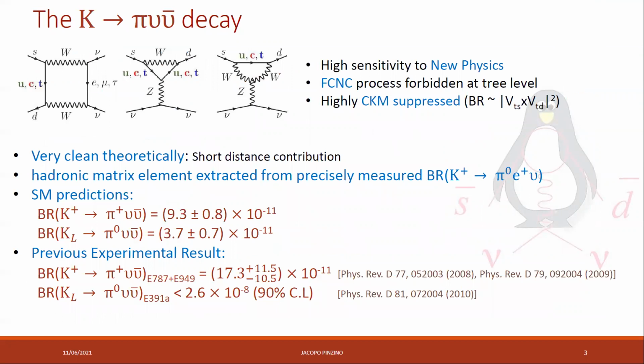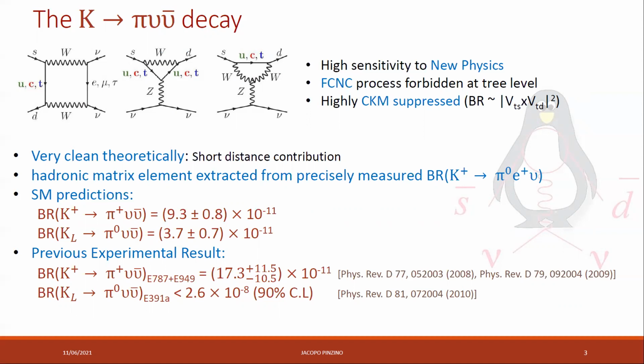This decay is highly sensitive to new physics. It's a flavor-changing neutral current process, occurring at loop level and highly CKM suppressed. It's very clean theoretically, due to the short-distance contribution and to the fact that the hadronic matrix element can be extracted from precise measurements of the branching ratio of K+ to pi0 e+ neutrino.